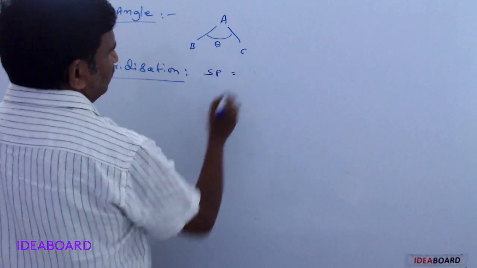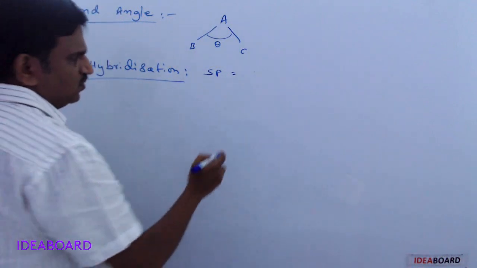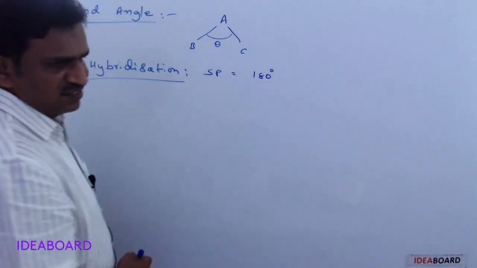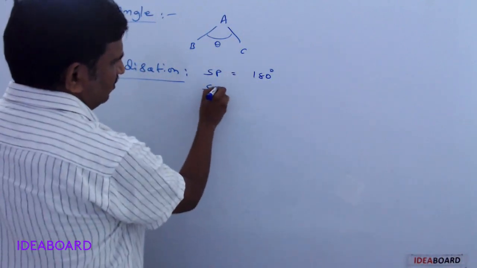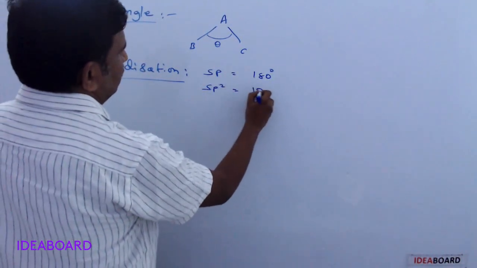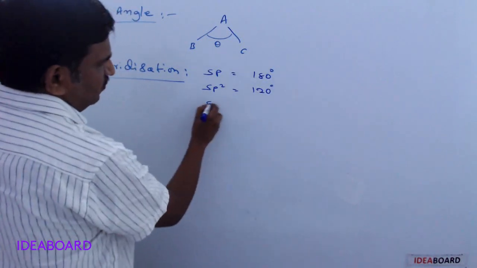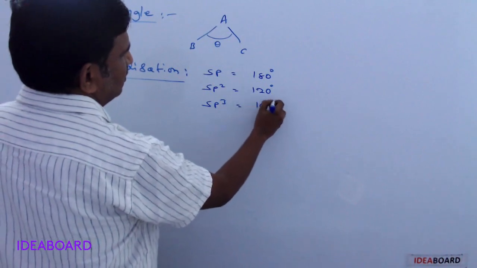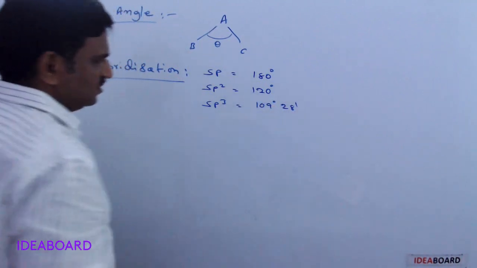If it has only bond pairs, what is the bond angle we gave? 180 degrees. And for sp2 hybridization, it is 120 degrees we gave. For sp3 hybridization, we gave 109 degrees 28 minutes.